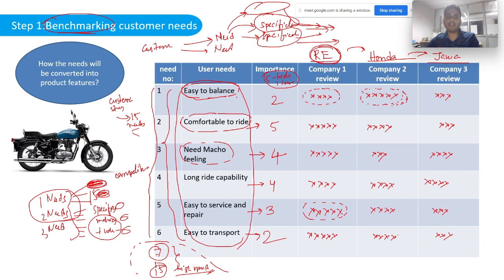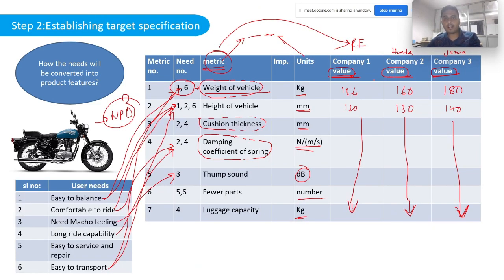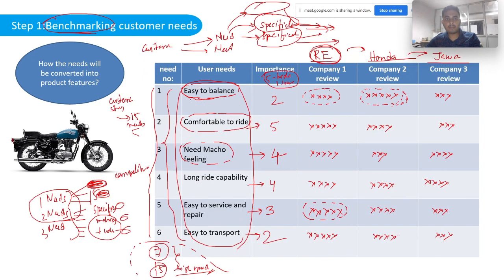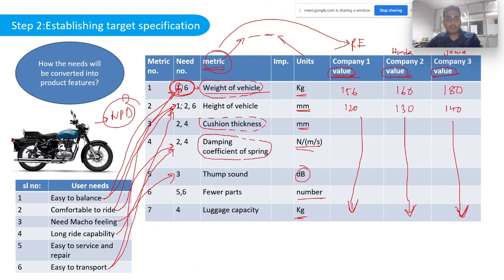So basically, as a designer, we know from the previous table who is doing what, which company is satisfying mostly which need. That understanding we had from benchmarking. Next, when you compare the metrics with their values among the companies, we'll know why a particular company is capturing these particular needs. Here Honda is 5 star. Now, need one is satisfied by how many metrics? Height of the vehicle and weight of the vehicle, so for Honda that is something you should be considering, right?